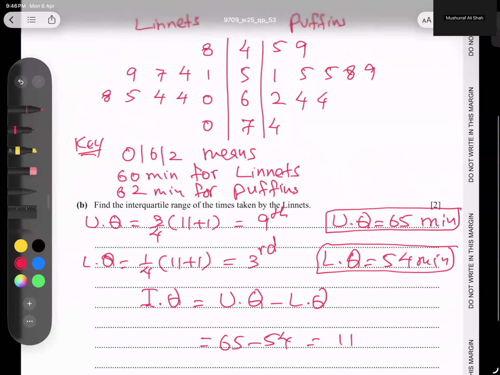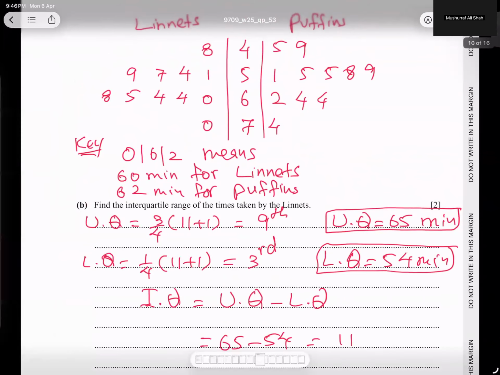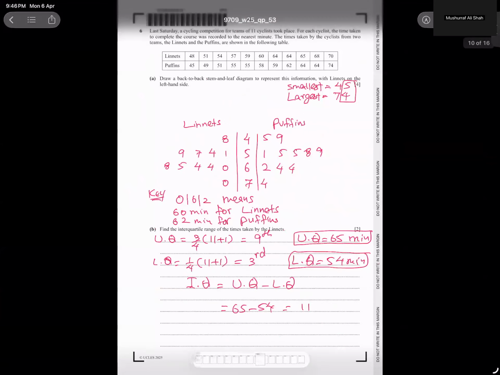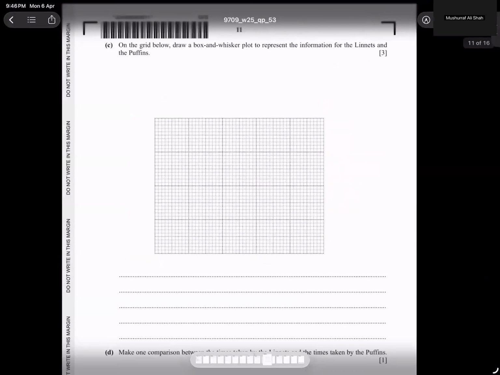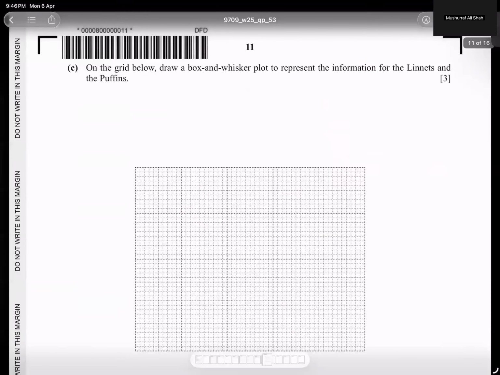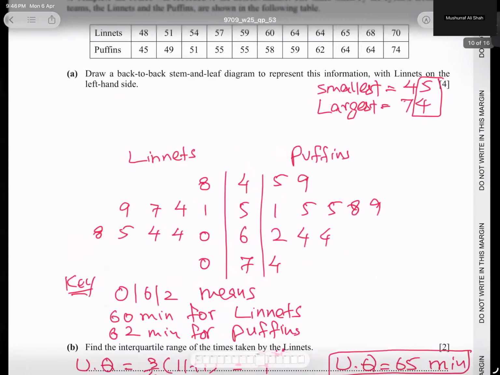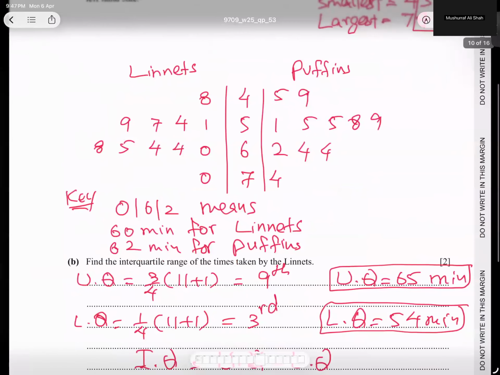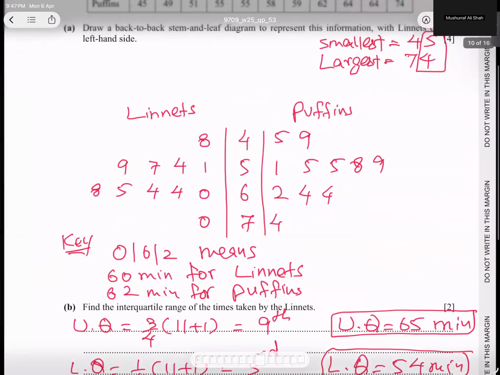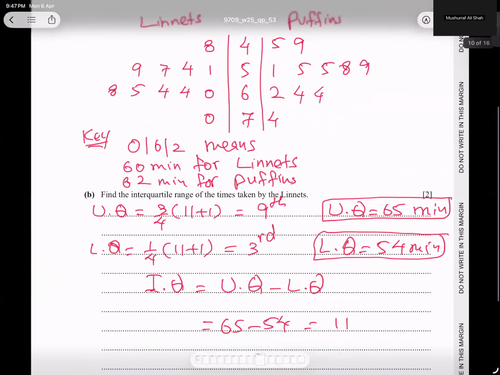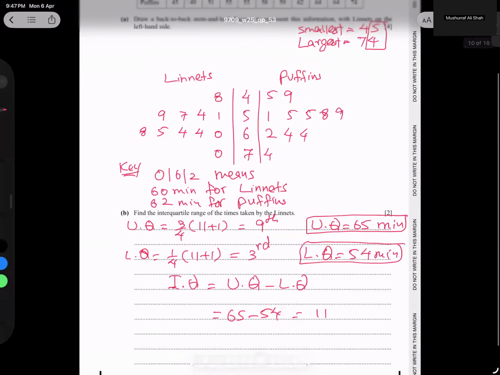Clear. Okay. Now next page, we have to draw on the grid below a box whisker plot to represent both. Okay. 3 marks for this. But you know, students, when we draw this kind of plot, a box whisker, we need 5 things. What 5 things? Let me decide for you. For example, smallest number. So let's make it here, L, 1 minute.